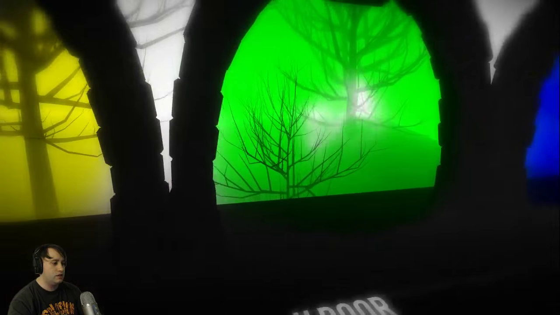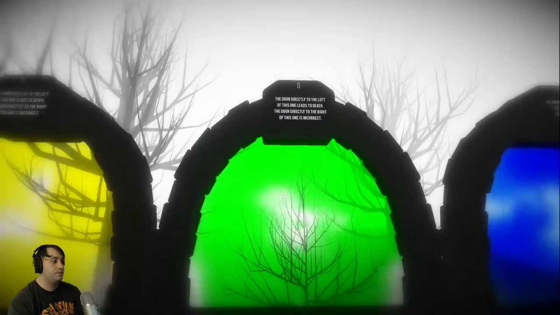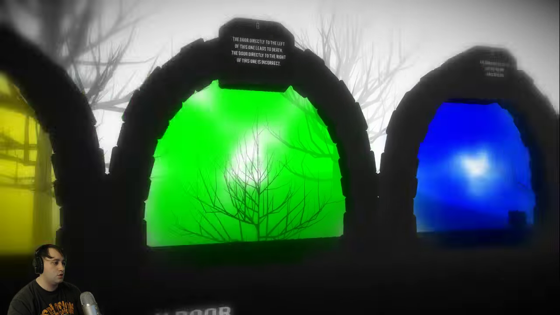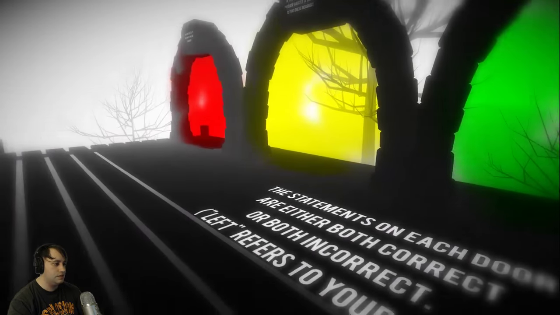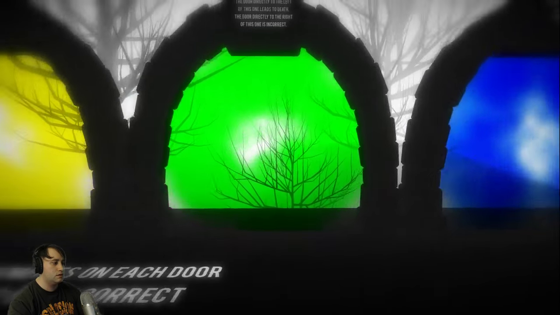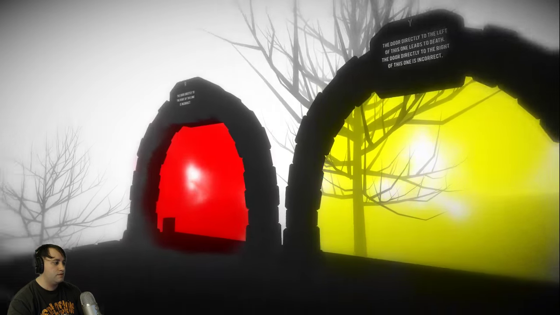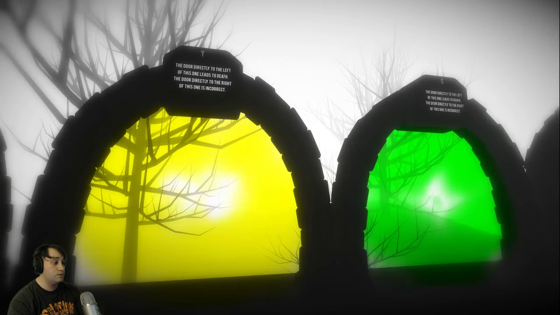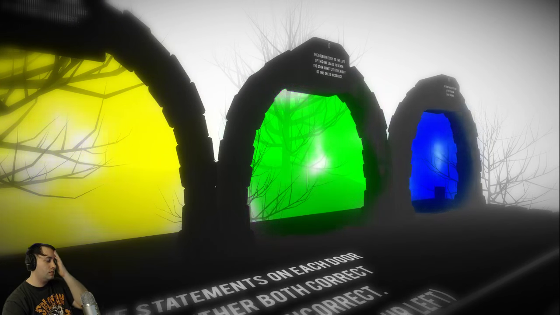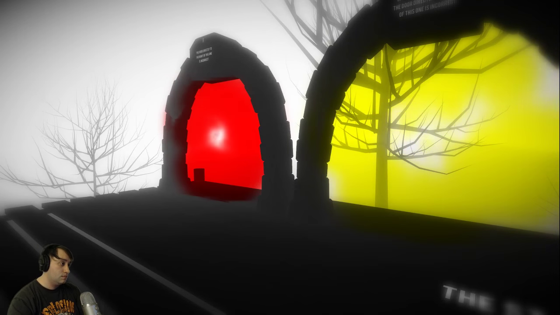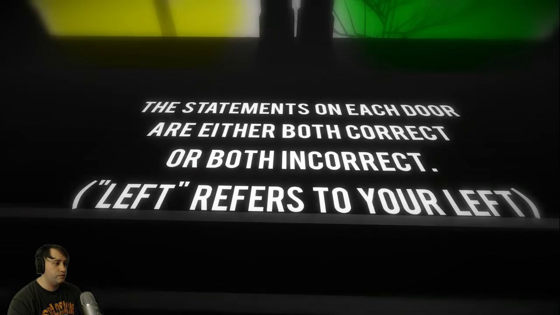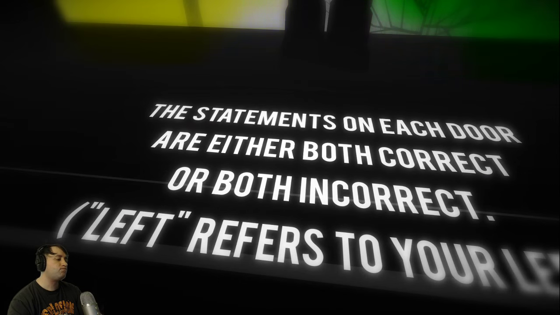So, let's go through the logic of the two that have two statements. The door directly to the left of this one leads to death, and the door to the right of this one is incorrect. If this is true, this leads to death, and this one leads to bacon. To the left of this one leads to death. The right of this one is incorrect. Okay. And the door directly to the right of this one is incorrect. It doesn't tell me what the rule is if there's only one statement.